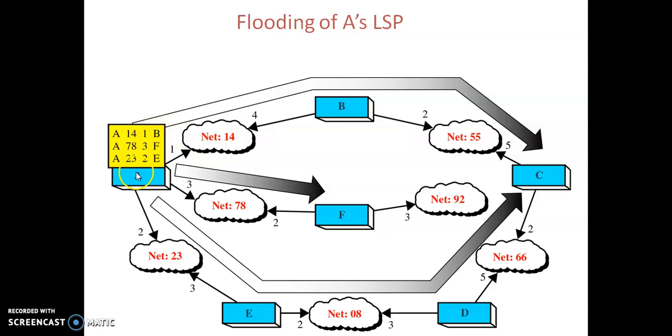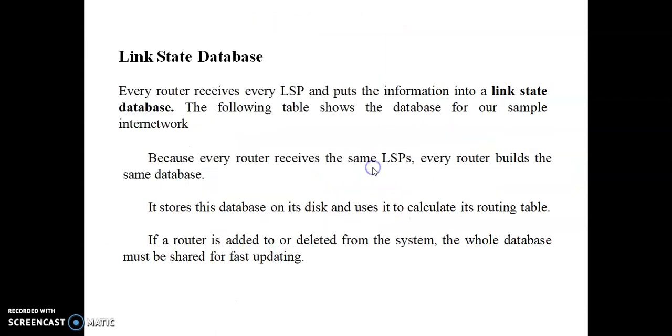So this information is flooded to the entire network. It shares the information about the neighbors to the entire network. This process is called flooding. With the help of the link state packet, we can create a link state database.